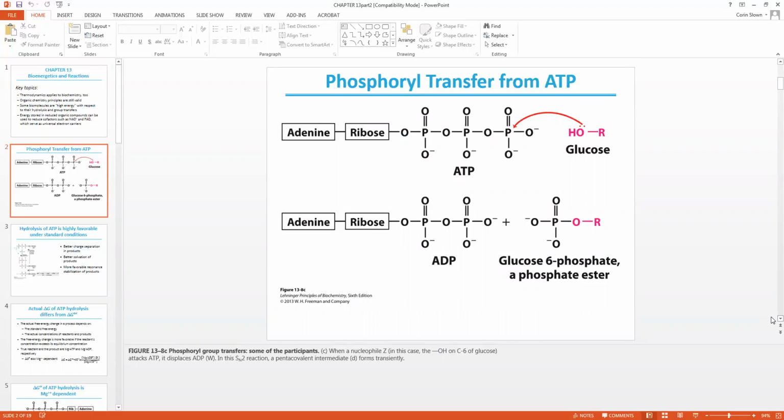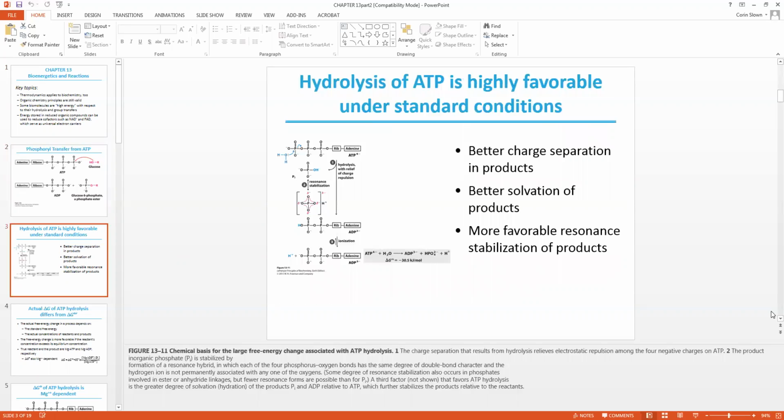So you'll notice that if I transfer one phosphate group from ATP, I'm going to form ADP, as well as some type of a phosphate ester to whatever molecule I've transferred that phosphate group to. And if I'm thinking about the reason why I use ATP, it's highly favorable under standard conditions. So there's better separation in the products, I have better solvation of my products, and I actually have favorable resonance stabilization of the products. So these are the three primary reasons why ATP is so prevalent as a molecule for transfer.